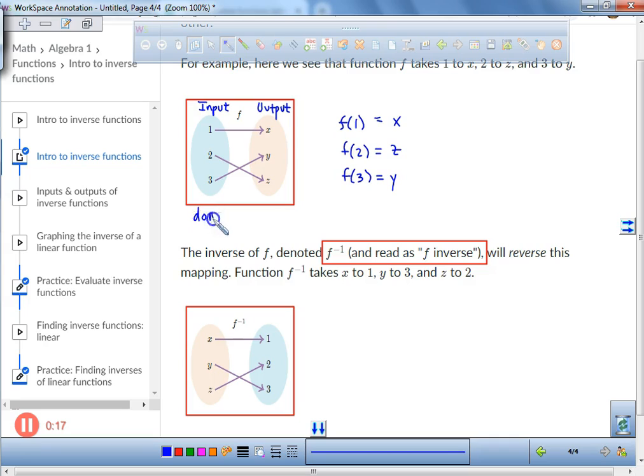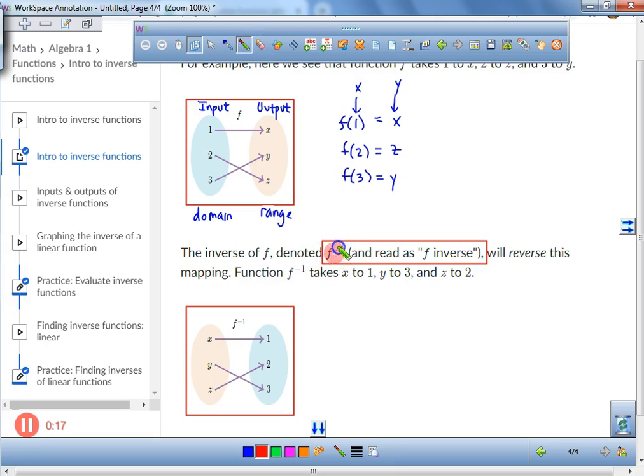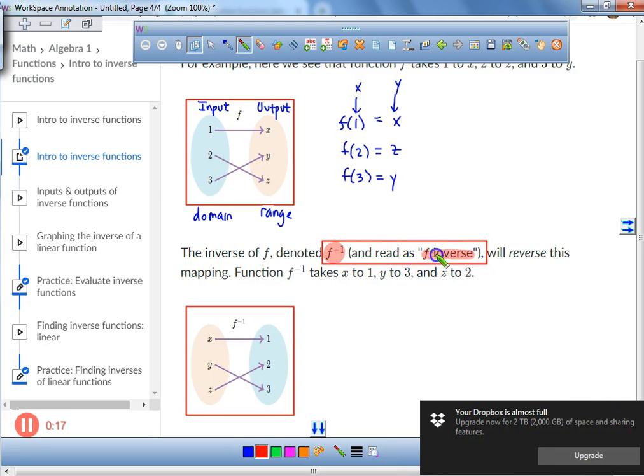This right here is your domain, and this is your range. All right, so you have your domain and your range. Here are your inputs. These are all of your x values, and all of these are your y values. However, when you're talking about the inverse of f, that is denoted as f to the power of -1, and it's read as f inverse.